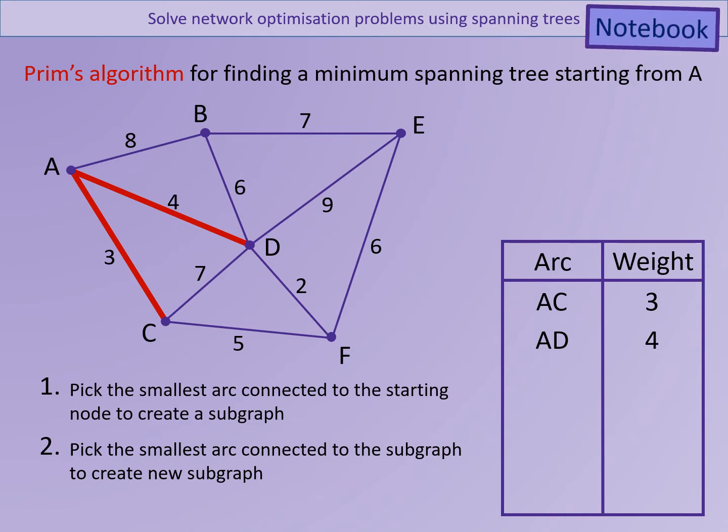We then continue in this manner, always adding a new vertex, adding a new arc to the connected graph that we've started to form. And we continue with this until we have got a spanning tree, so until we've included all of the vertices, all of the nodes. So the next arc we are going to add is DF, which has a weight of 2.